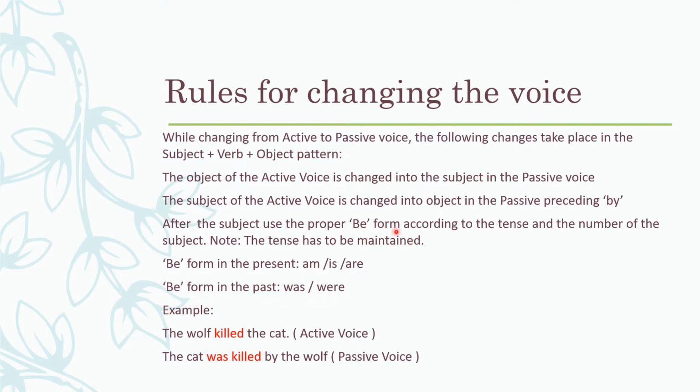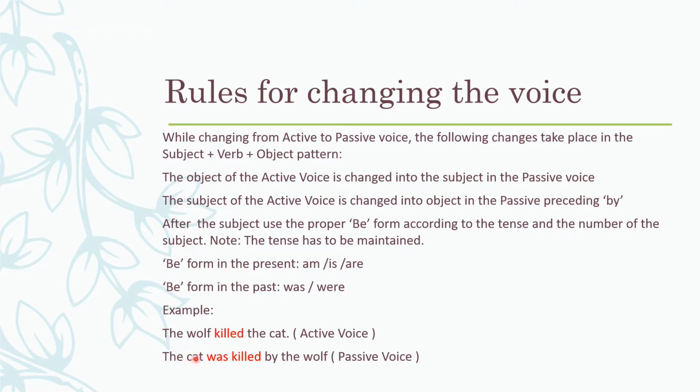So we have to use the be form according to the tense and the number of the subject. The tense has to be maintained. So you have to see what the tense is. The wolf killed the cat. So this is in the past tense. Therefore, you will use the be form in the past only, was or were. You have to use it as per the number of the subject.